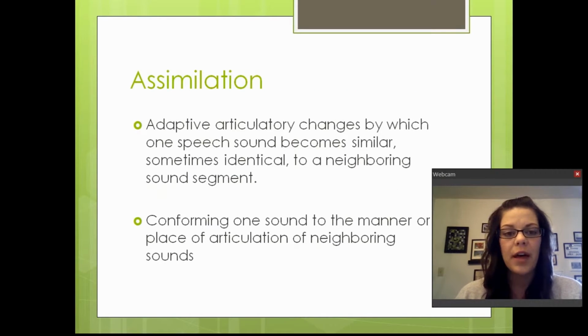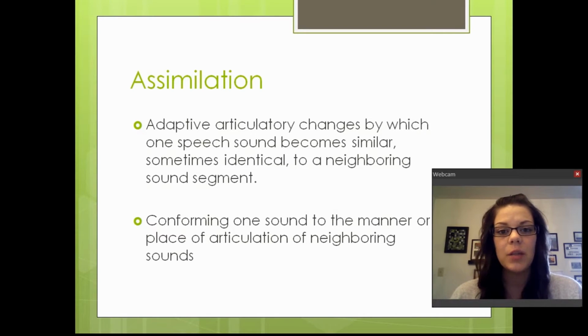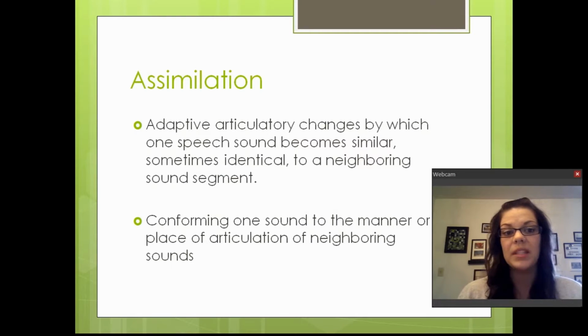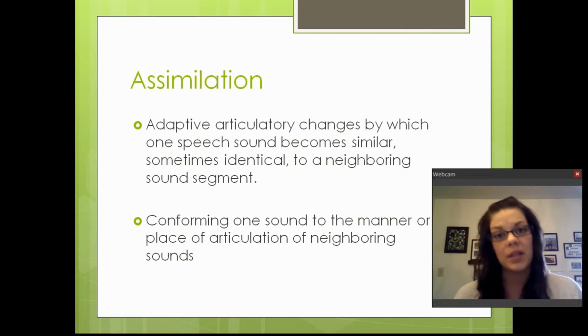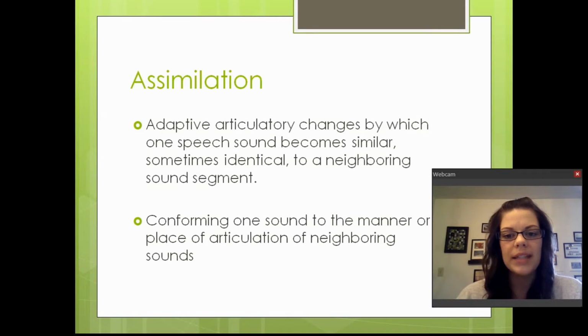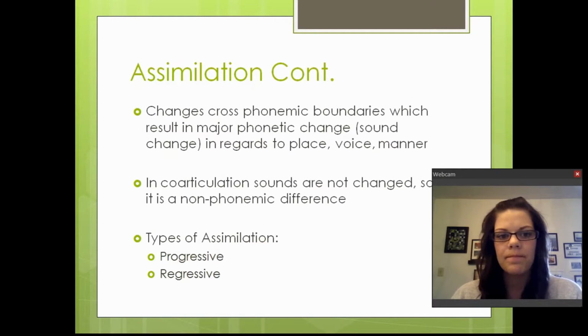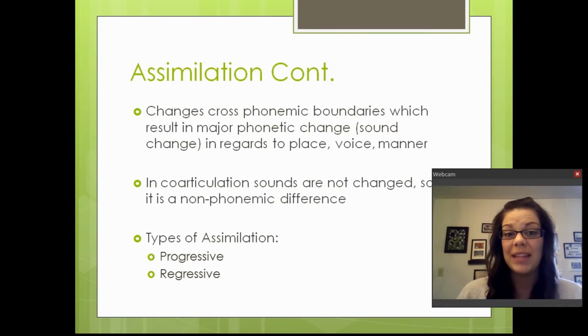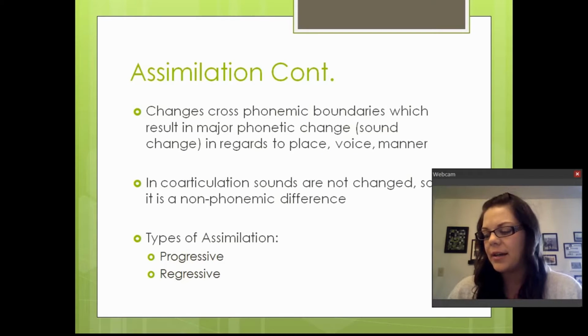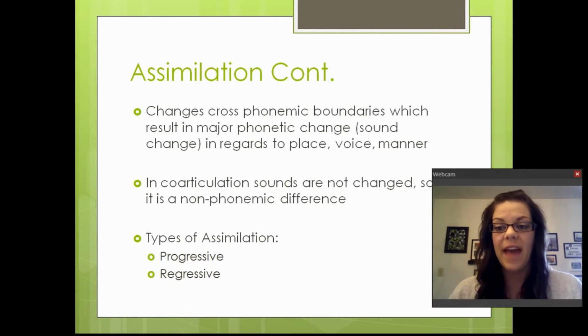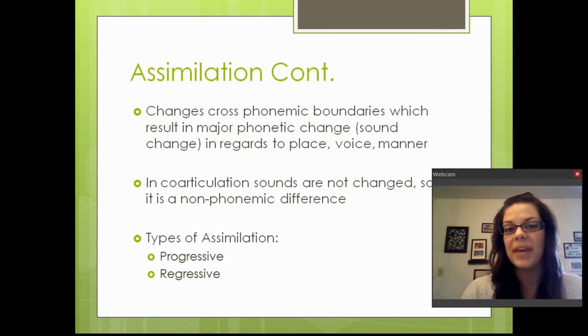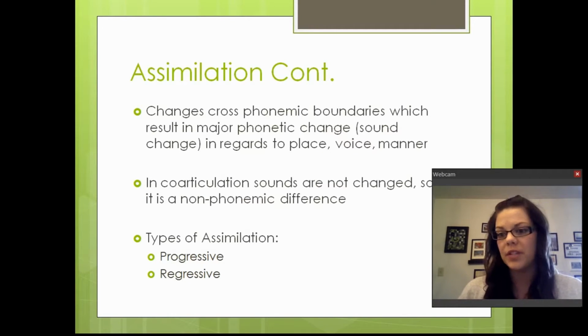We also have a term called assimilation. Assimilation is going to be some articulatory changes by which one speech sound becomes similar or sometimes even identical to a neighboring speech segment. So you're conforming one sound to the manner or the place of articulation of its neighboring sounds. So for instance, if we're changing based on the place, instead of the phrase that person, it might be that person. So the T in that is actually changing to a P to anticipate the P in the word person.